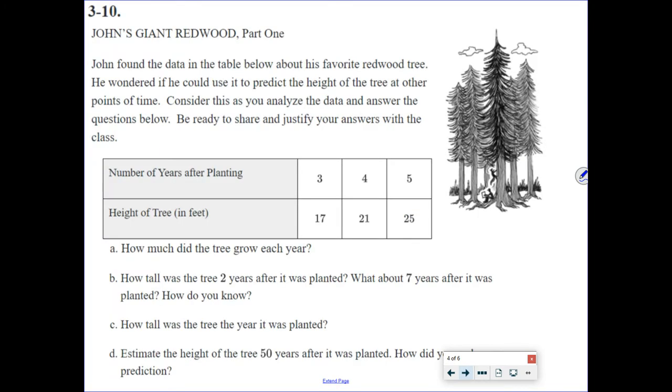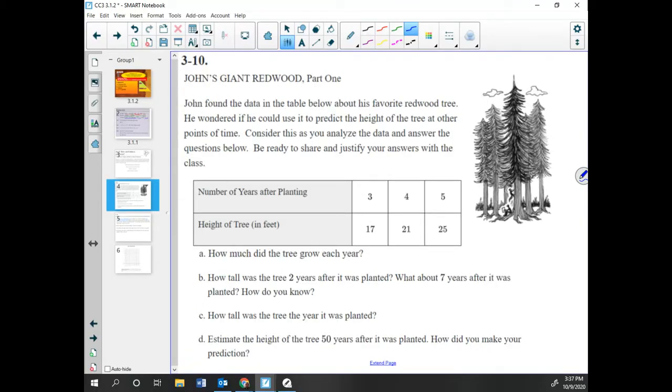So here's our problem. It's John's Giant Redwood Part 1. Now, I know that before we get going with that, some of you are like, redwood, what on earth is a redwood? So if you don't know, redwood trees are some of the biggest in the world. Now, there's debate between the redwoods and sequoias as to which ones actually are the biggest. I believe the redwoods are the tallest trees in the world, and sequoias are the biggest ones. And so I want you to actually take a minute here and show you something about the redwoods.